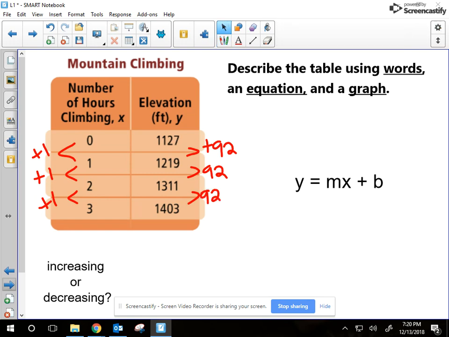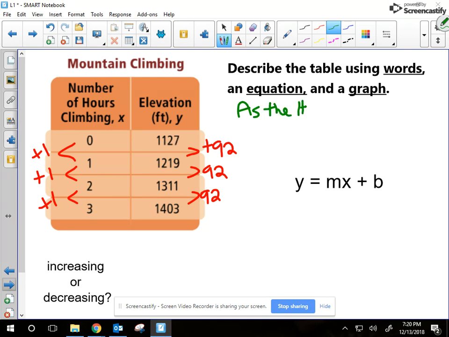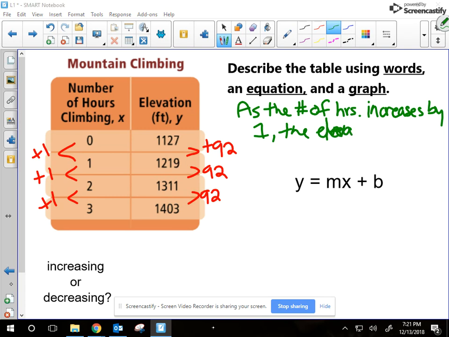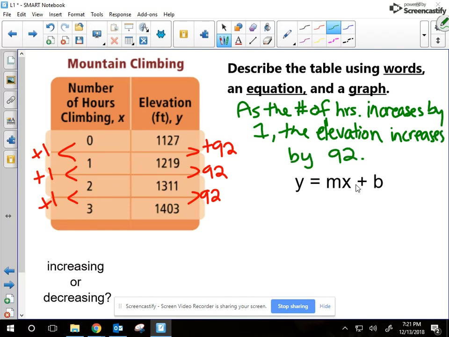So when we write that in words, we can say that as the number of hours increases by 1, the elevation increases by 92. Now we've used words to describe that table and how each variable is related to one another.